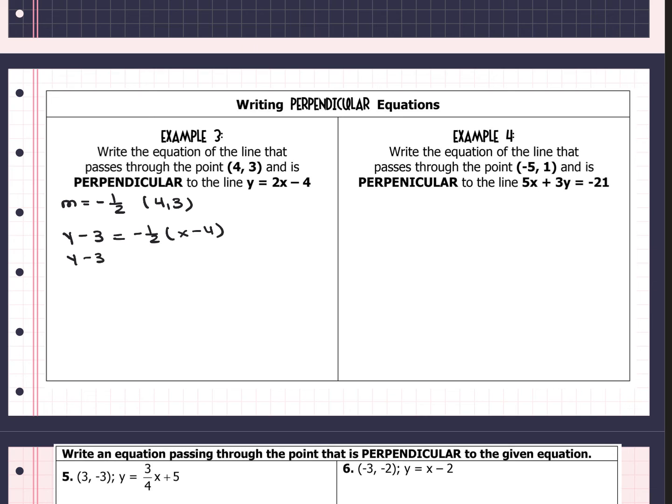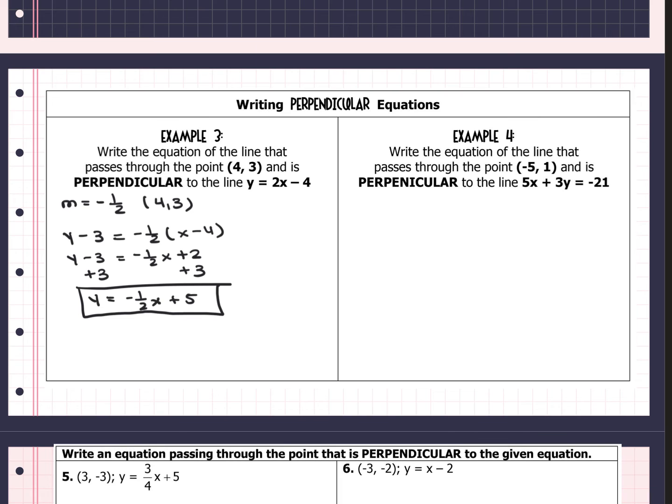We're going to go ahead and distribute, so we get -1/2 x + 2. We're going to add 3 to both sides, and we have y = -1/2 x + 5. All right, using the same process, just remembering the fact that the slopes are opposite reciprocals.